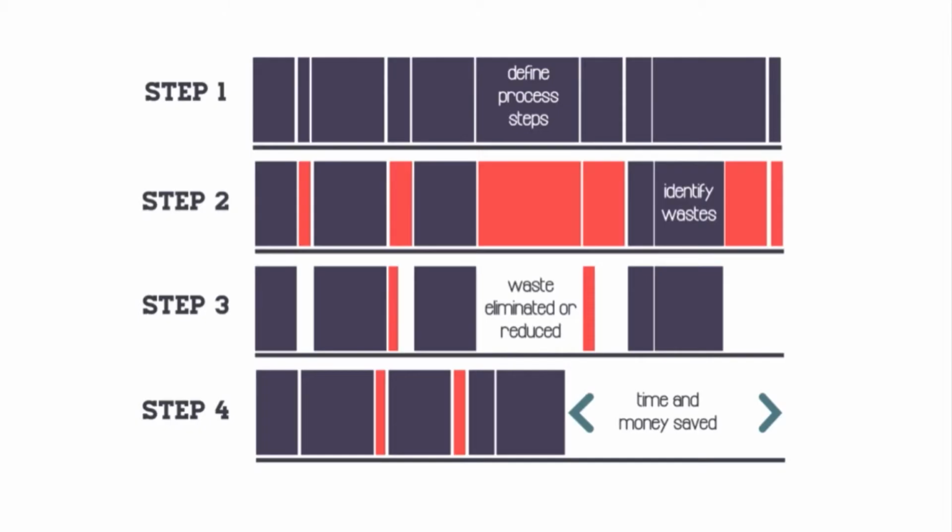Now, how do you get rid of these wastes? Which would be the next step, obviously. And basically, you identify your process steps, you identify what is wasteful, you get rid of what is wasteful, and you're left with a less complex and shortened process, which is what you want to have. Now, it's obviously not that simple, but of course, that is what this class is all about. So we'll get through that in the coming videos.